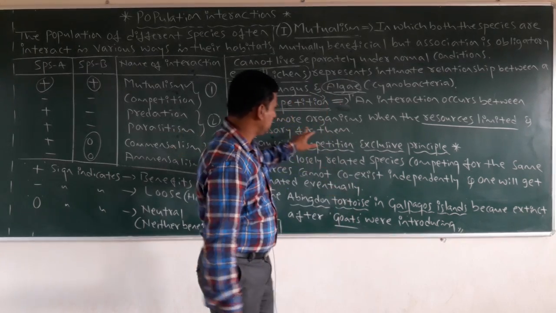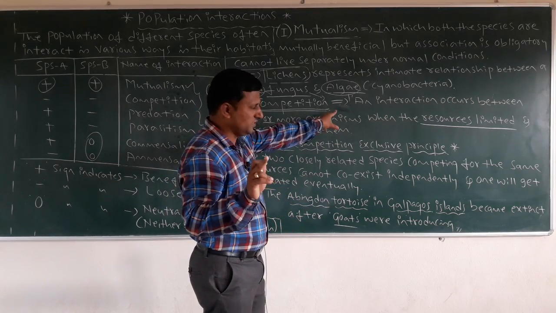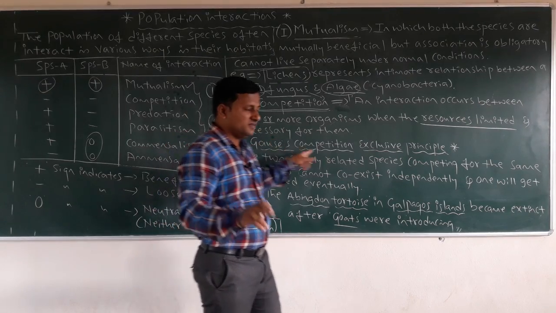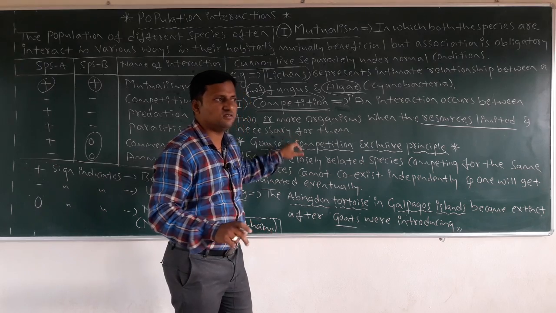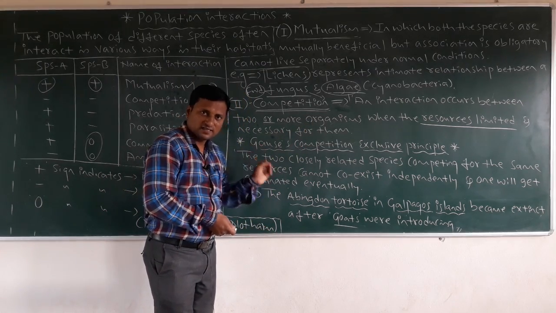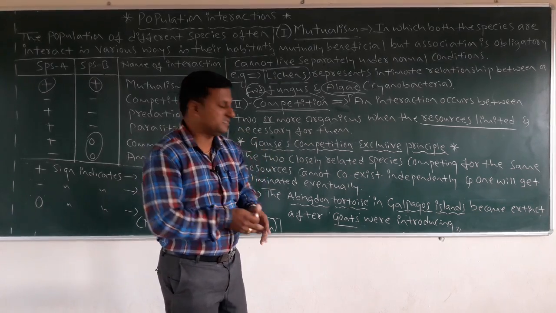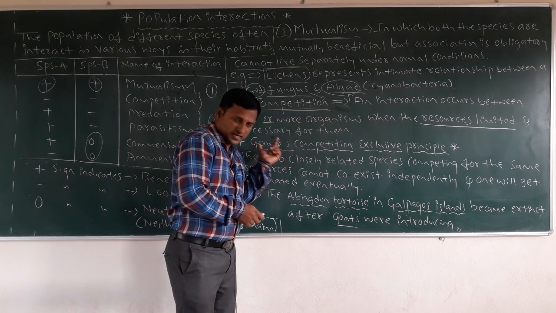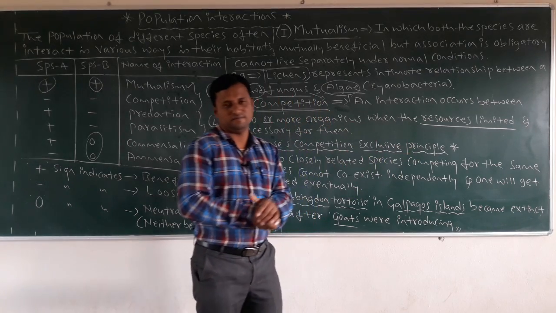Okay, then come here, what they are going to give as an example. But you must remember in this one, the interaction occurs between two or more organisms when the resources are limited and necessary for them. Based on this condition, they are going to give one example. That example was suggested by the scientist Gause. That's why they give the name Gause's competitive exclusion principle.